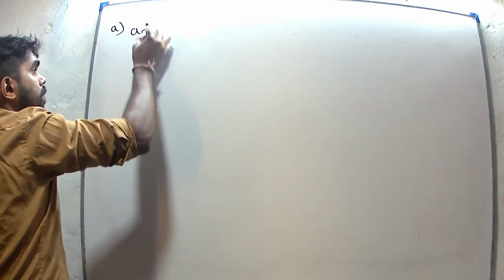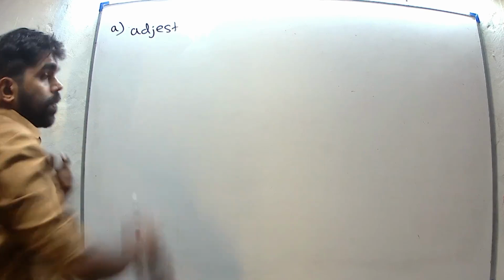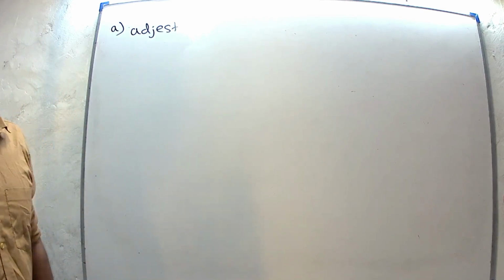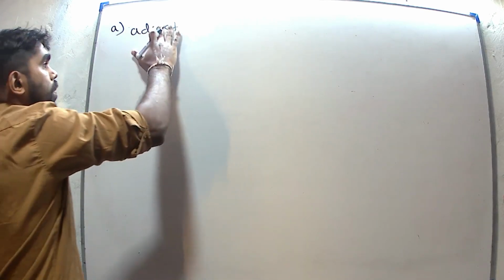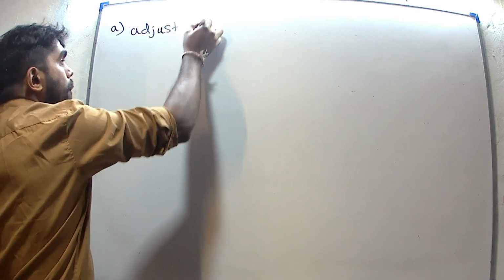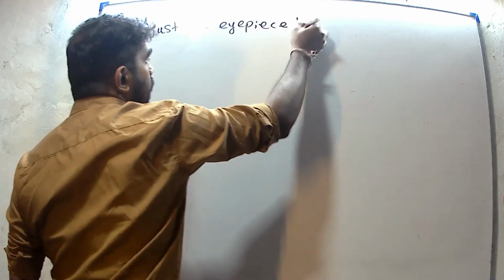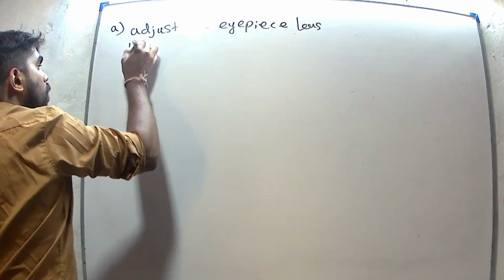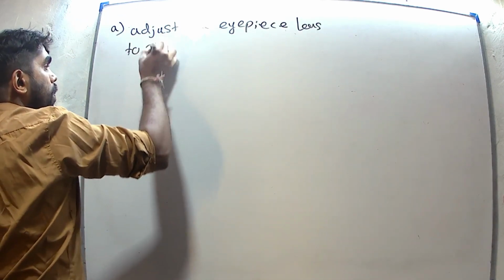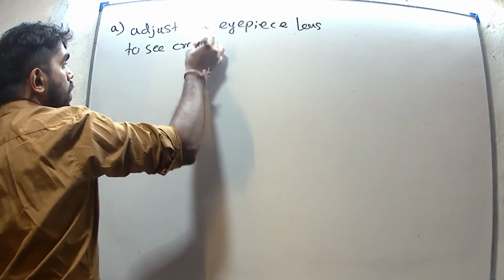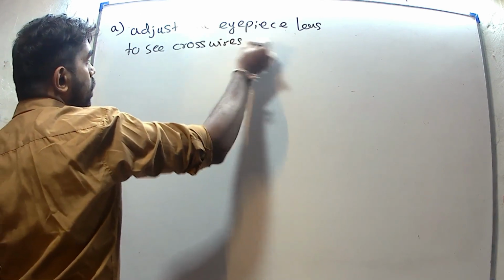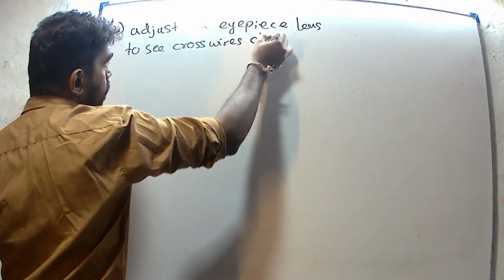Adjust the eyepiece lens to see crosswire clearly.